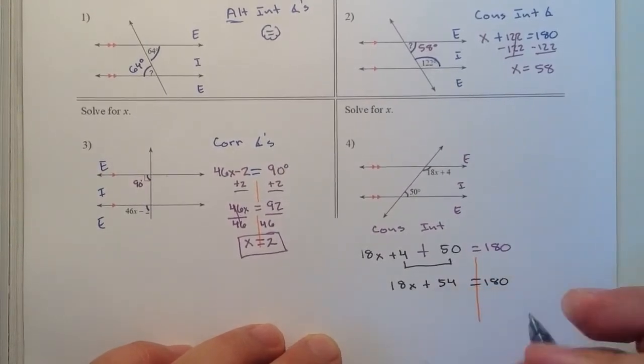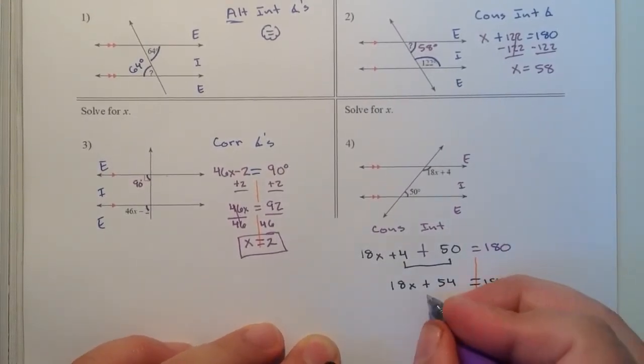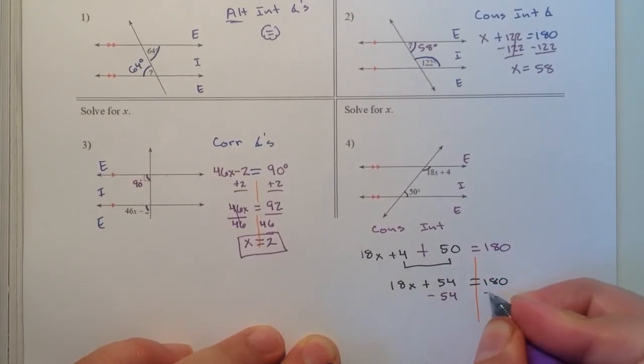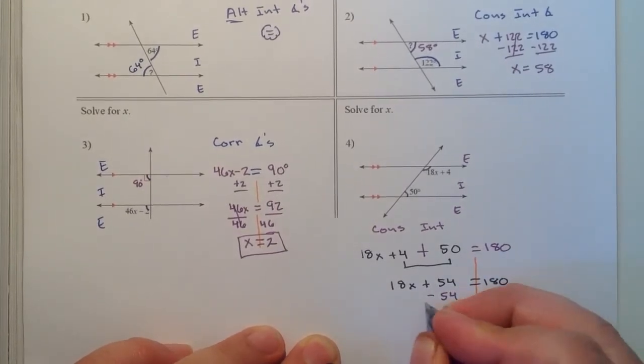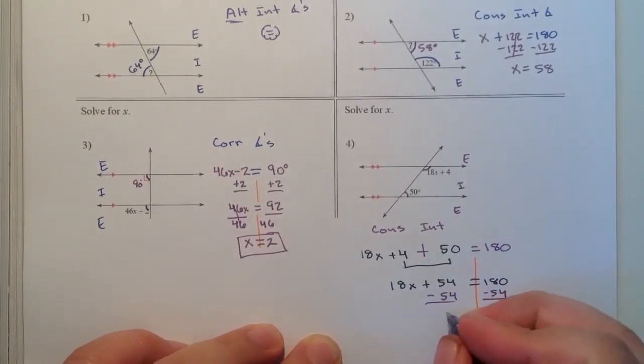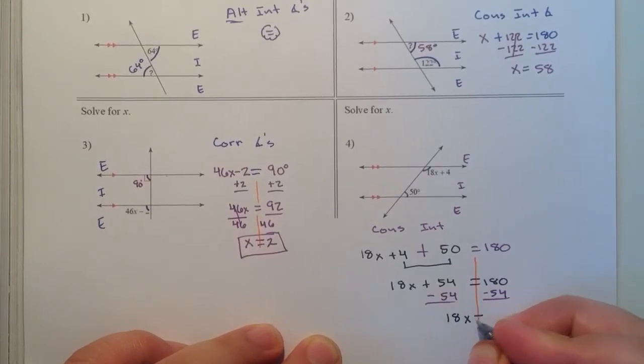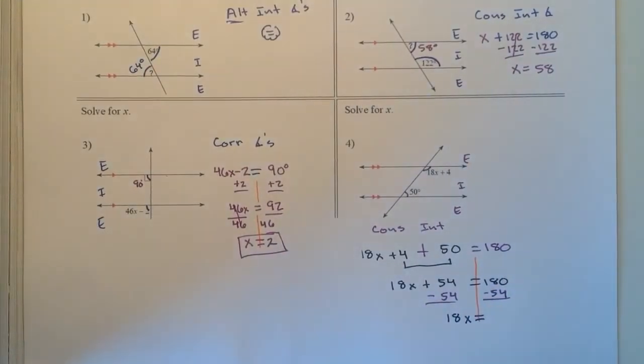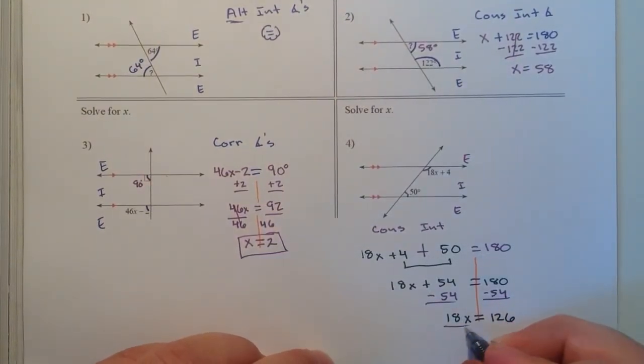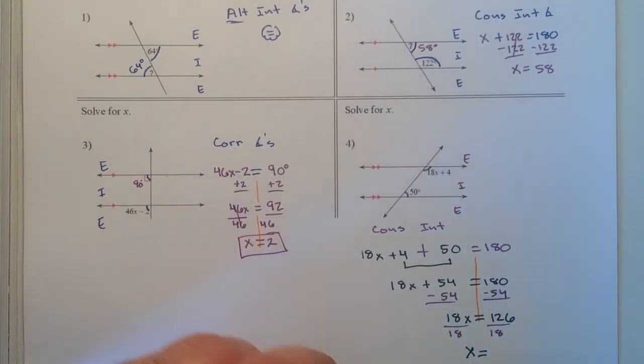But you see, now I need to move over. So I'm going to take away that 54 from both sides. 18x is now equal to, well, let's see, 180 take away 54 is now 126. And then our last step is divide by that 18. And so, ladies and gentlemen, x is equal to 7.